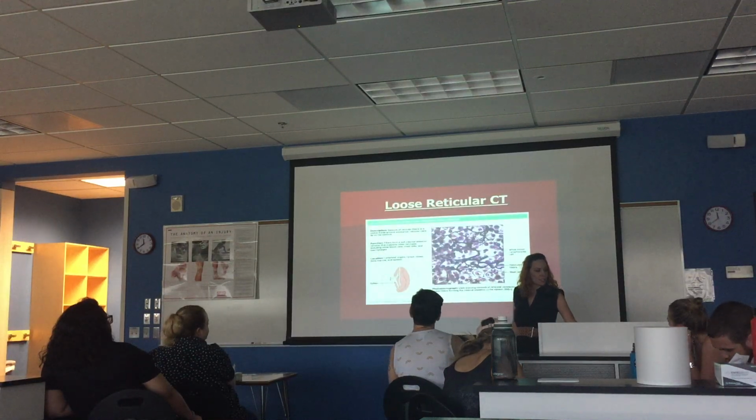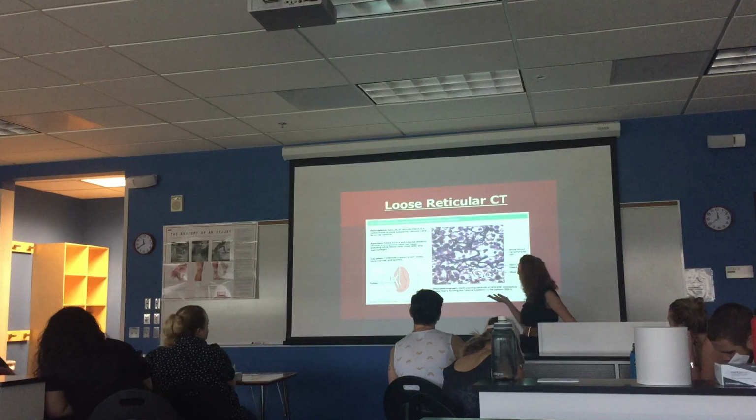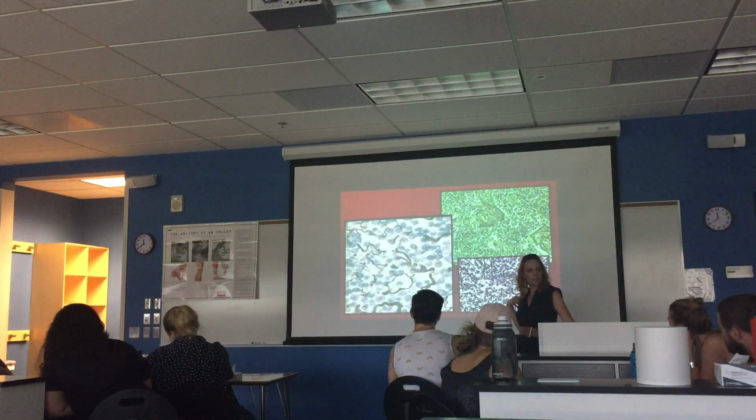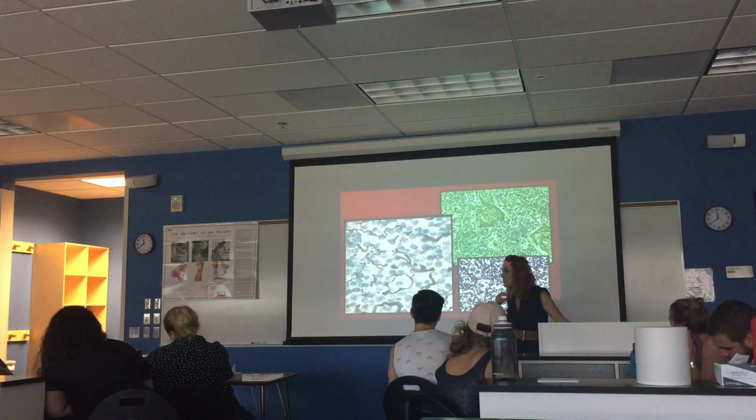Reticular connective tissue is a loose type, and it's a network of support for your immune cells. It's specifically found in the spleen and bone marrow. I don't have this slide, so we're not going to be looking at it for lab on histology.